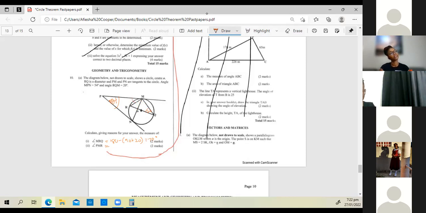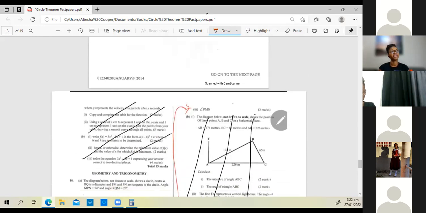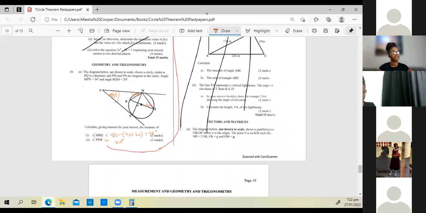It's 20 degrees. Exterior angle is equal to the interior opposite. PMN, now this entire thing here is 90 degrees, because that's the tangent and the diameter line. Is it the diameter? Yeah.